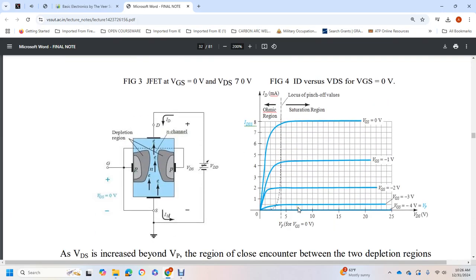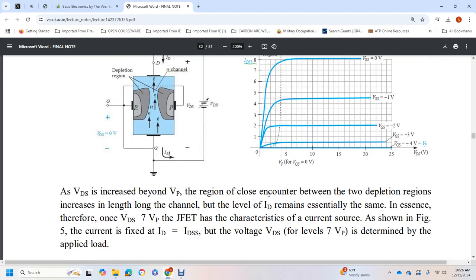And it shows another figure. The voltage drain-source is increased beyond the voltage VP. In the region of close encounter of the two depletion regions, the length of the pinched-off channel increases, but the level of the drain current remains essentially the same. Therefore, for VDS greater than VP, the junction field effect transistor has the characteristic of a current source, as shown in Figure 5. The current is fixed at the drain-source saturation current.